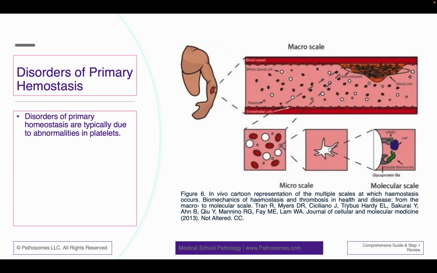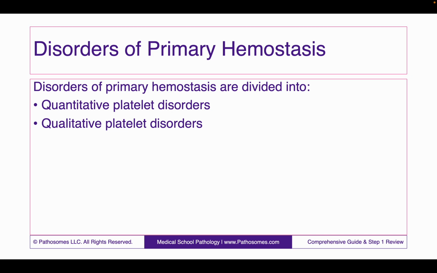But like many pathologies, we can have problems. So let's talk about some disorders of primary hemostasis. Disorders of primary hemostasis are typically due to abnormalities in the platelets. Now, these disorders of the platelets can be quantitative, right? Quantity, like number. Or qualitative, like quality, like how good is the platelet, right? So the disorders are divided into quantitative platelet disorders and qualitative platelet disorders.